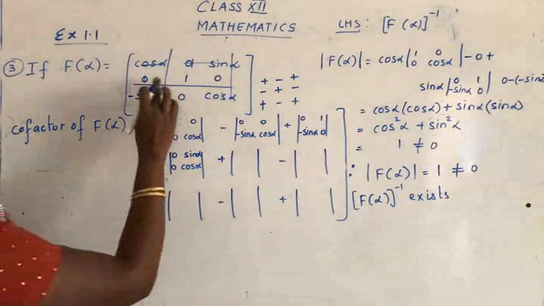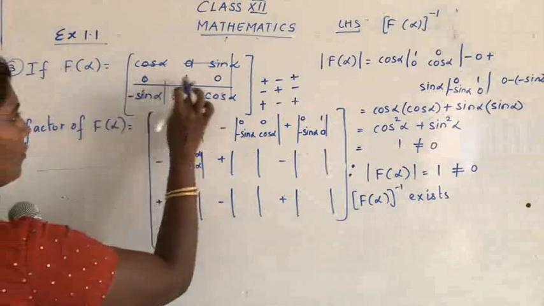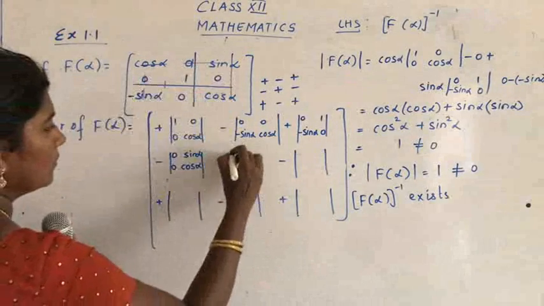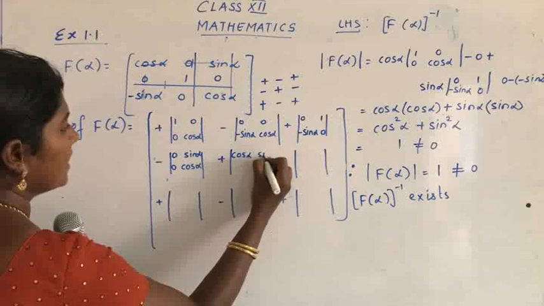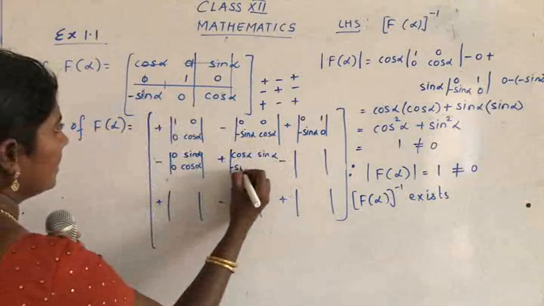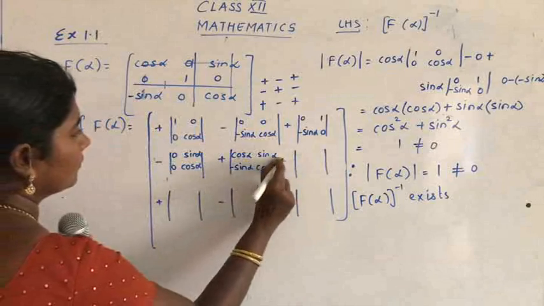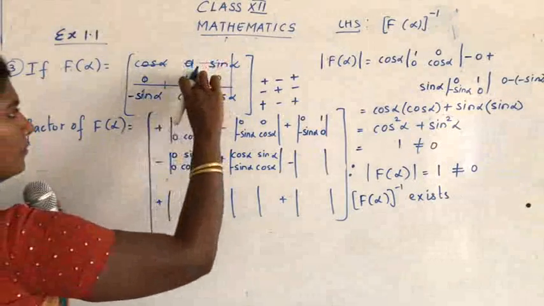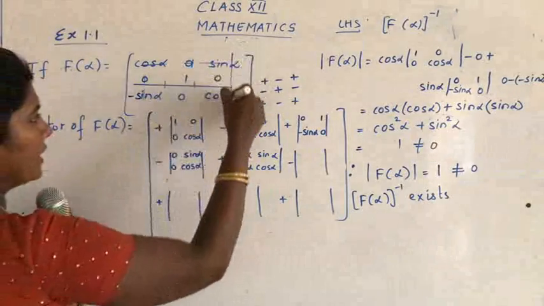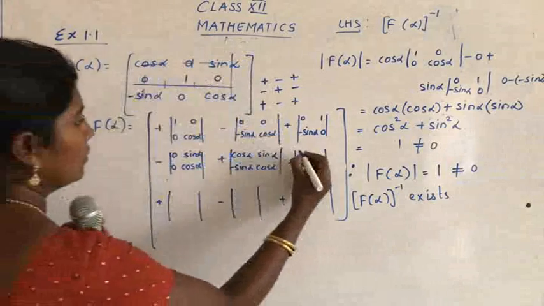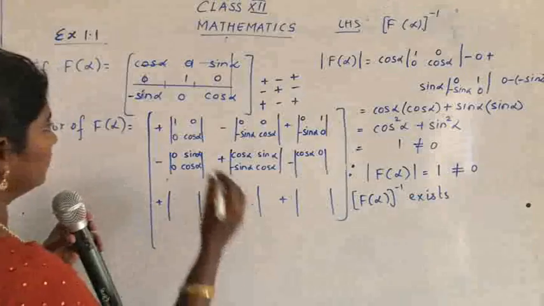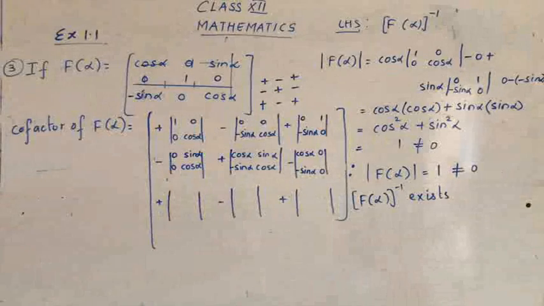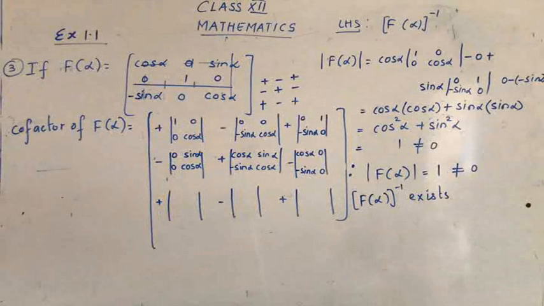Next thing, for 1. Eliminate that row and eliminate the column. So what is left? Cos alpha, sine alpha, minus sine alpha, cos alpha. Okay. Next. So go for 0 now. Corresponding row and corresponding column. So cos alpha 0, minus sine alpha 0.